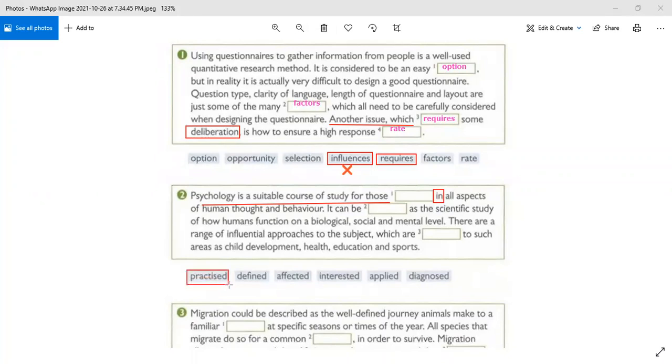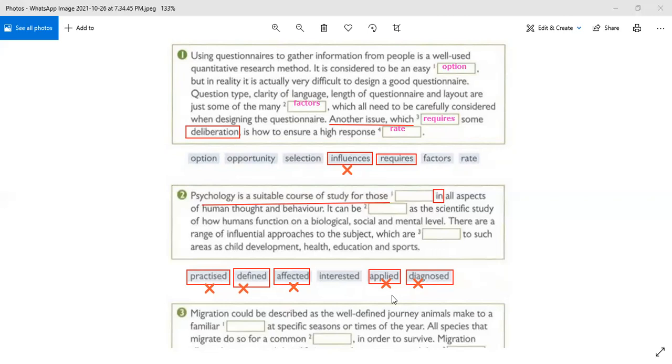Can we say practiced in? No. Defined in? No. Affected in? No. Applied in? No. Diagnosed in? No. So that means it's an easy clue that all these words cannot collocate with the preposition in. Only interested in go together because they are a collocation. So the preposition clue is there.